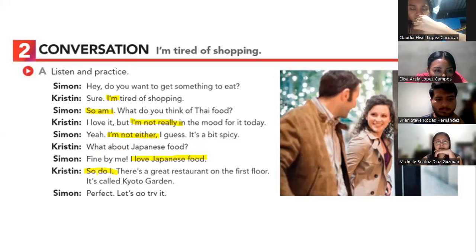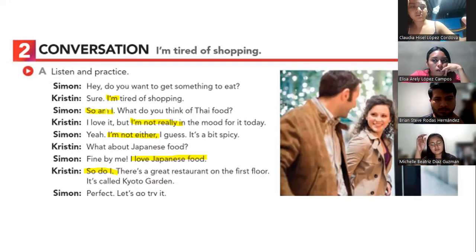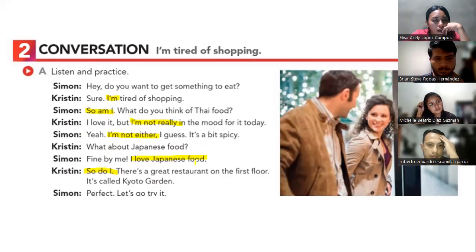Okay, ¿por qué en esta no dice am I, sino do I? Estoy usando so también, so am I, so do I. Why the change? ¿Por qué cambia? Because of the tense they're using. Okay, si yo estoy usando el presente con el verbo to be, voy a usar el verbo to be en la respuesta. I am tired. So am I. Ahora, en este caso dice, I love Japanese food. It's the simple present. Entonces, con el simple present, siempre usamos el auxiliar do. Entonces digo, so do I.